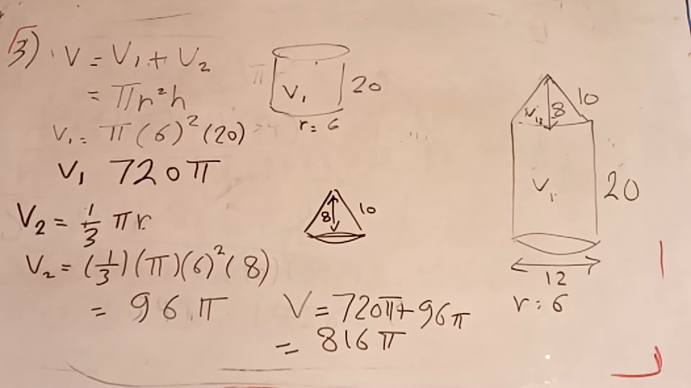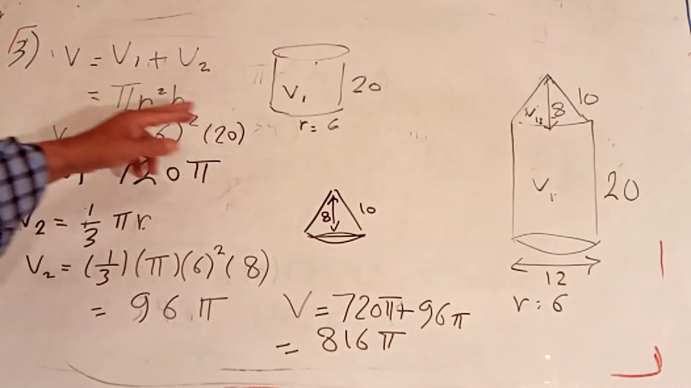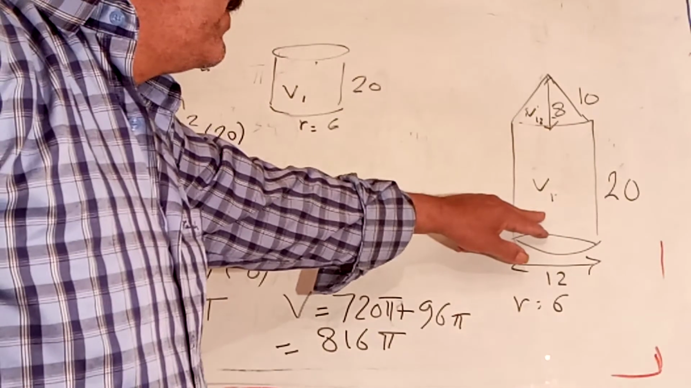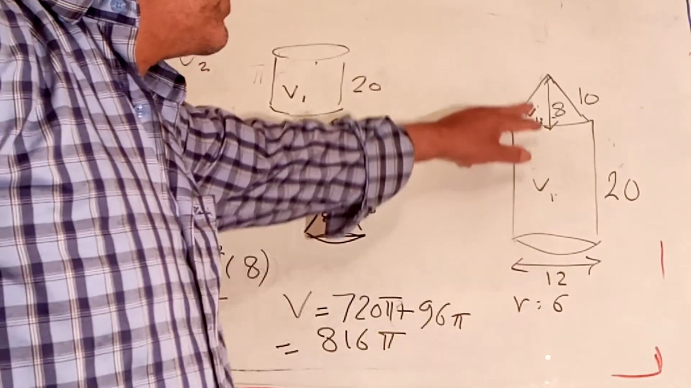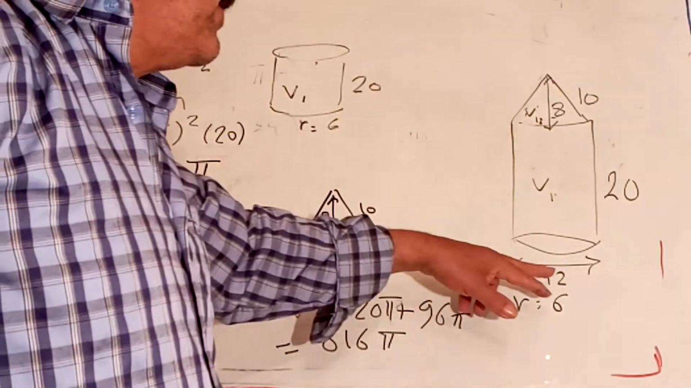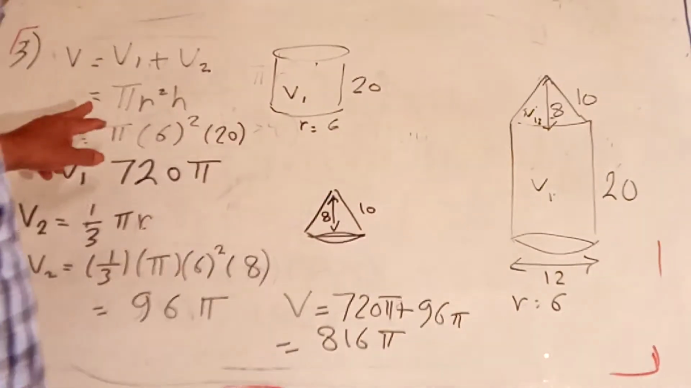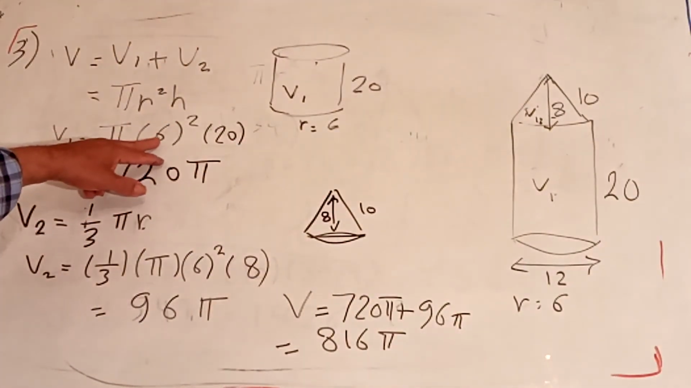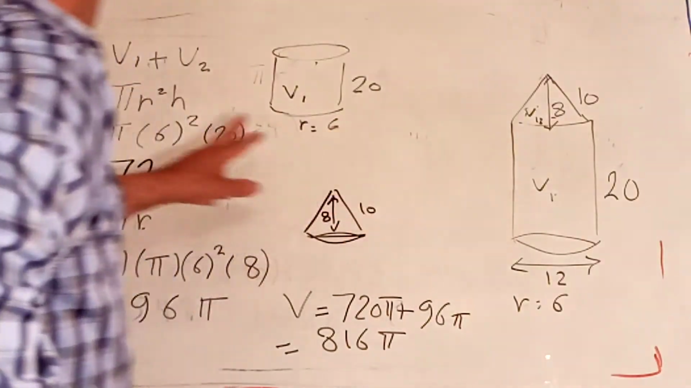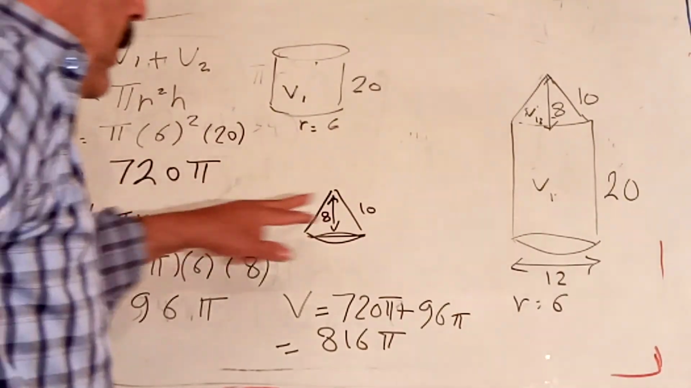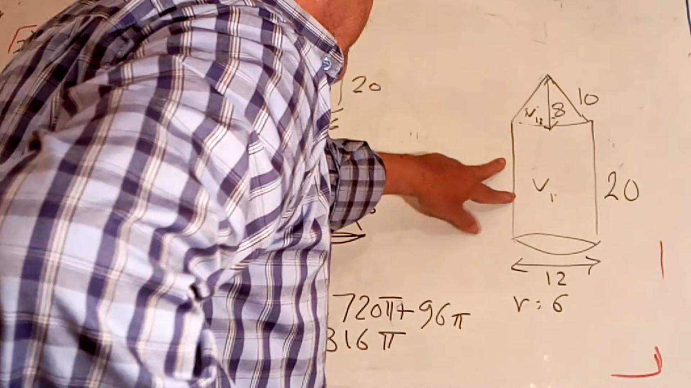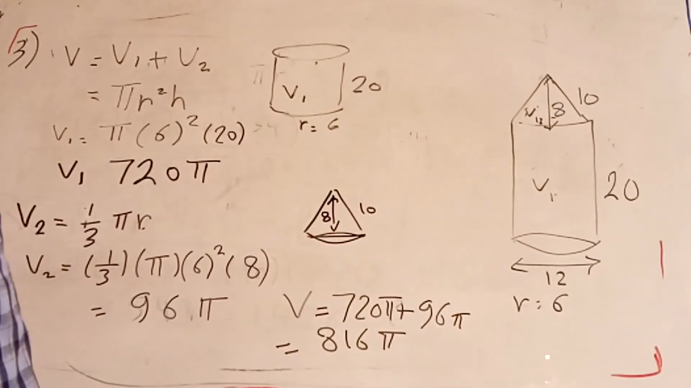So let me explain to you again. Volume here is equal to the volume of the cylinder plus the volume of the pyramid. The volume of the cylinder is equal to pi r squared times 20. So pi r squared, which is 6 squared, multiplied by its height, 20. So the answer is 720. This is the volume of the cylinder. Let's go to the volume of the pyramid.